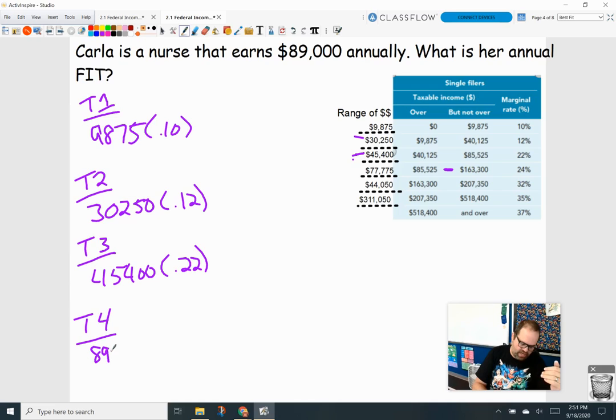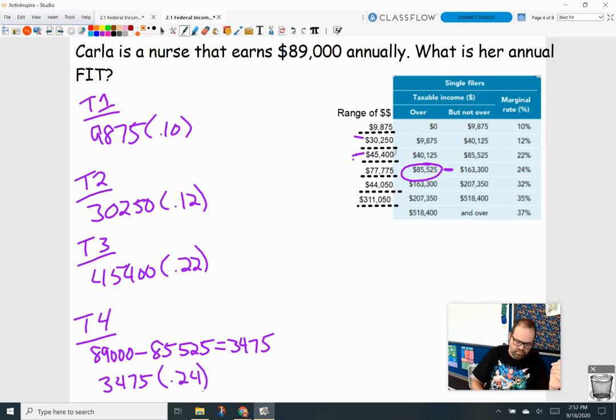So that's her salary, $89,000, minus the low end of that tier, $85,525. She has $3,475 in that tier at 24%. You've got 4 different percentage calculations to do. Each one is unique to that tier. I've already done these, but go back and check them.